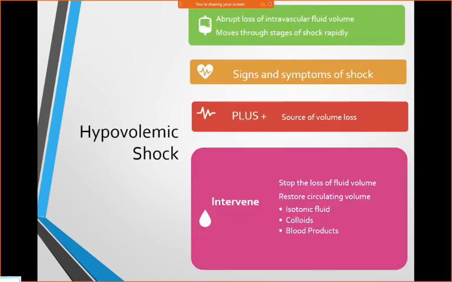Hypovolemic shock, you move through real fast because you're losing your blood volume. They start showing signs of decreased blood pressure, tachycardia. They show progressive stage signs very quickly, but they should respond to getting fluid volume. And once you restore the circulating volume, you never progress any further beyond the progressive stage. This one's pretty easy to spot and treat. You've lost volume, give the volume back.